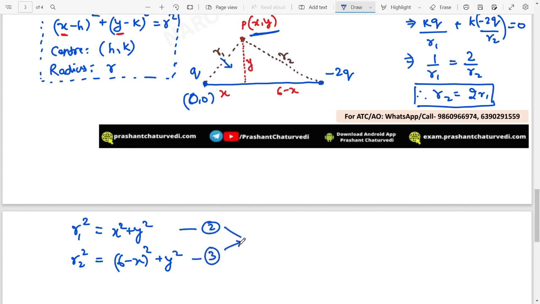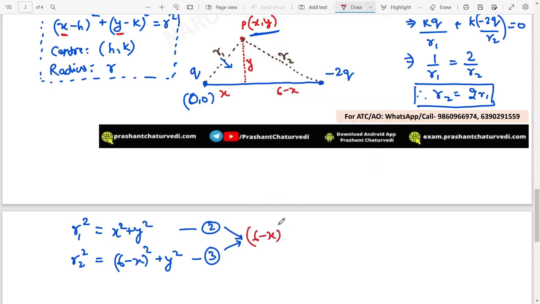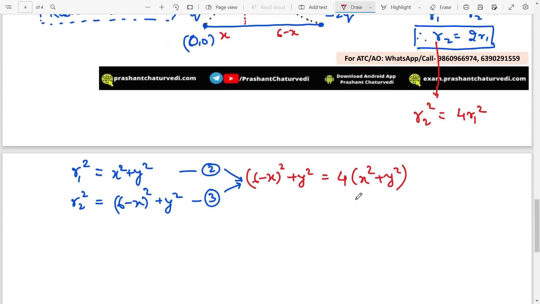From both these equations, you will be very easily able to understand: (6 minus x) whole square plus y square will be equal to this. Simply from here you can get the relation as r2 square equal to 4r1 square, and r1 square is x square plus y square. So now you can see that you had obtained an equation in or close to this format. Now you have to simply interconvert so that you can get the particular format. So here it should be r.